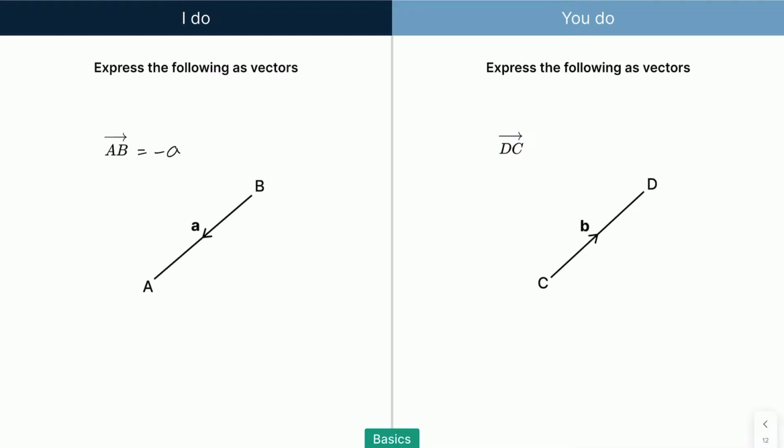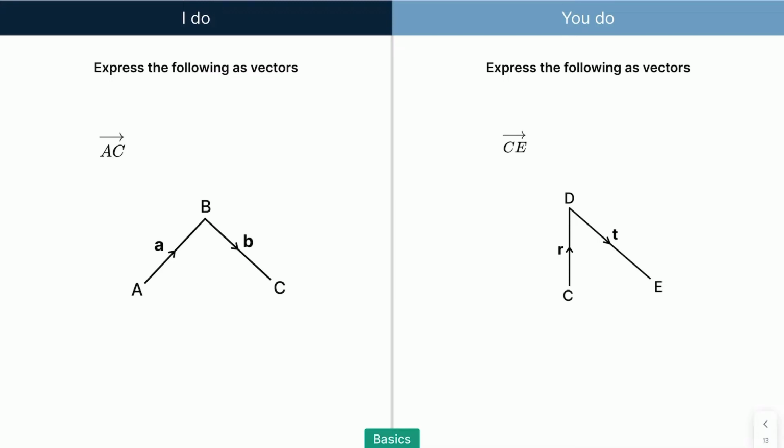So again, hopefully you pressed pause and had a go at this. We are now going from D to C. So on my diagram, I'm going to go from D to C, and I can see I'm going in the opposite direction to the arrow. So the answer here for D to C is going to be negative b.